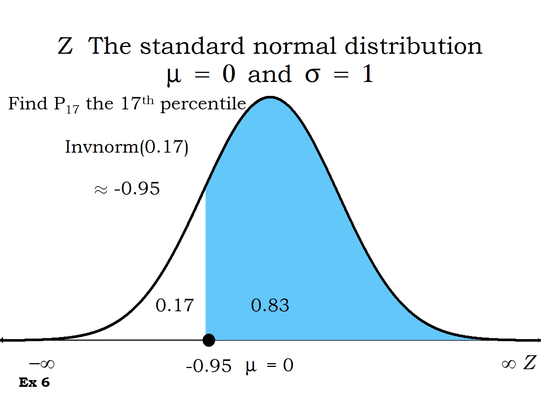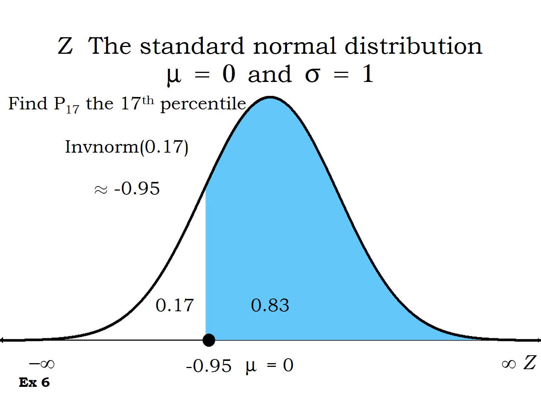And because we have symmetry, if you go the same distance to the left of mu, so here if we go off to negative 0.95, the area in the left tail is going to be the same as the area to the right of positive 0.95, again, because we have symmetry.